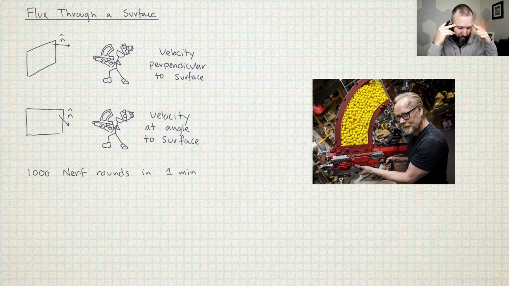And in our thought experiment here, we're going to imagine Adam shooting his Nerf blaster at a wall, and we're going to suppose that he shoots all 1,000 rounds in 1 minute. In the first scenario, Adam is shooting the Nerf rounds, and he is facing straight perpendicular to it, so that the Nerf rounds are basically pointing straight at the surface. And then in the second one, the surface has been tilted, so he's shooting at it at an angle. So just take a minute and imagine what would happen in both those scenarios.